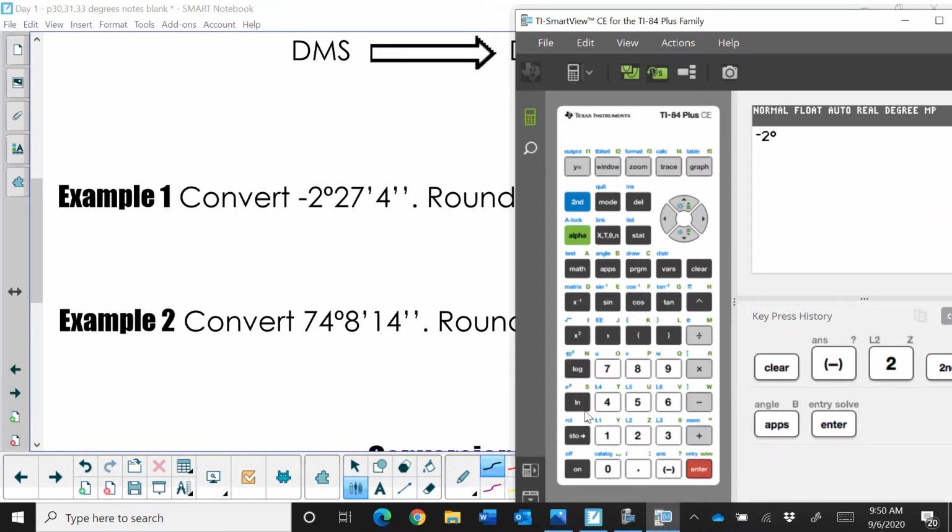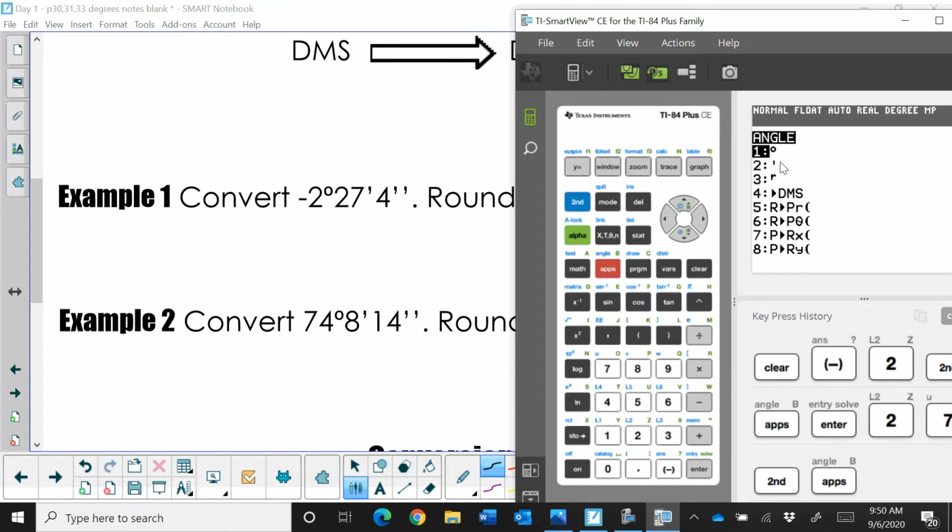Now to get a minute, you're going to go to 27, same spot, second, apps, and the second mark there is one little mark, and we're going to choose number 2.